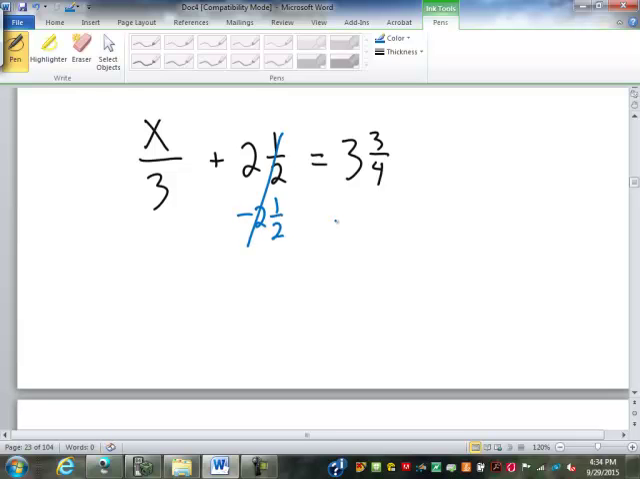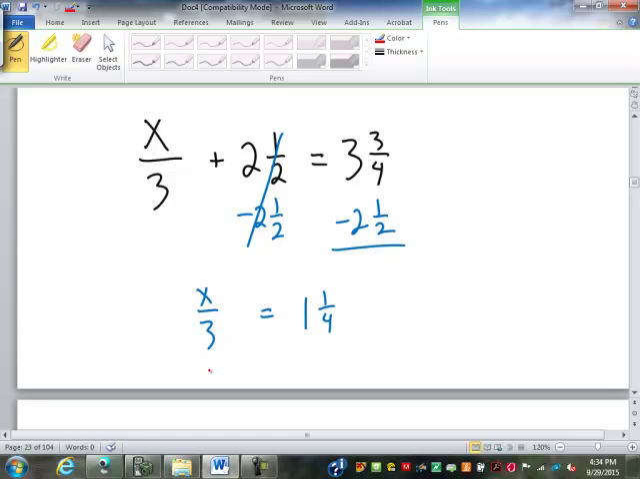Subtract 2.5. Now I'm going to start just doing the subtraction instead of writing it out. At this point, I'm going to assume you guys can do the operations with the fractions. It just takes a little time. So 2.5 is subtracted here, so we just have x over 3 equals 3 3/4 minus 2.5, which is 1 1/4. Now what?